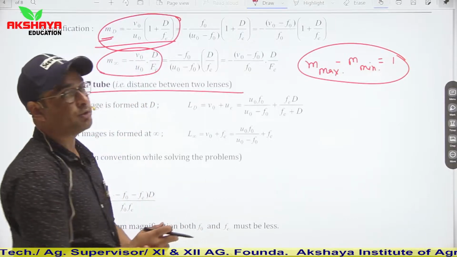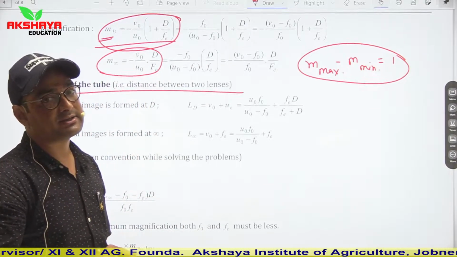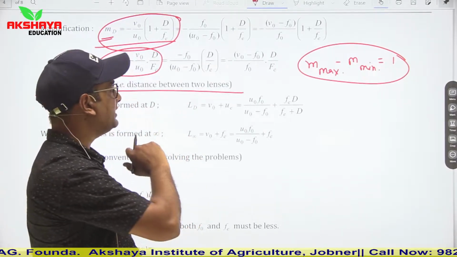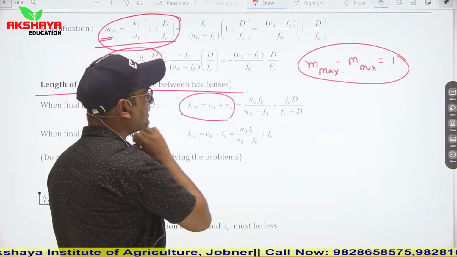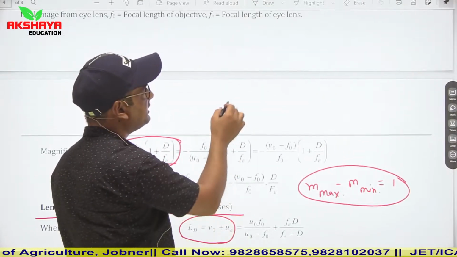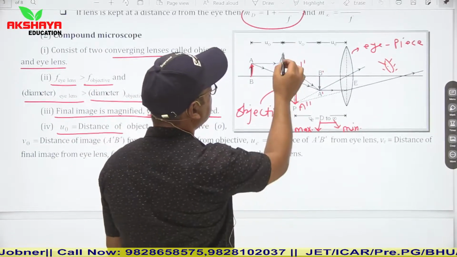Length of the tube. The length of the tube is generally taken as the separation between the objective lens and the eye lens. So we can clearly see from here that it is V0 plus UE. We can clearly see it from the ray diagram. So this is the length.